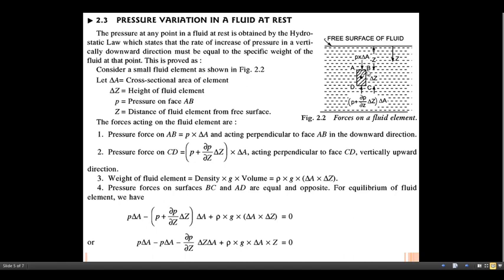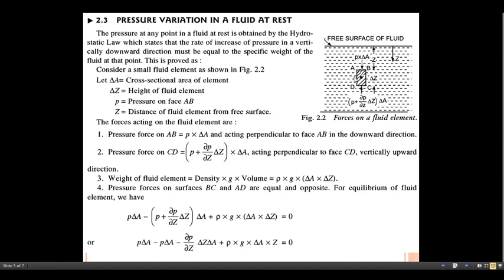Apart from this one, the weight of the fluid element is nothing but density multiplied by gravitational acceleration g multiplied by volume. So the density, rho, multiplied by g multiplied by volume. Volume here is the height of this element, delta Z, and the cross-section area, delta A. You can get the volume in this way, delta A multiplied by delta Z.